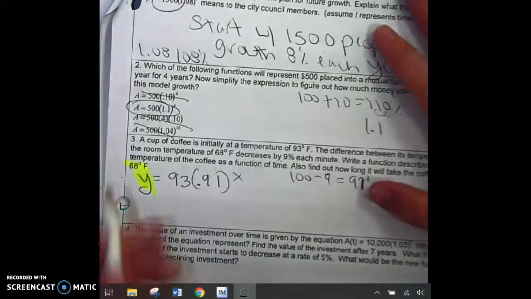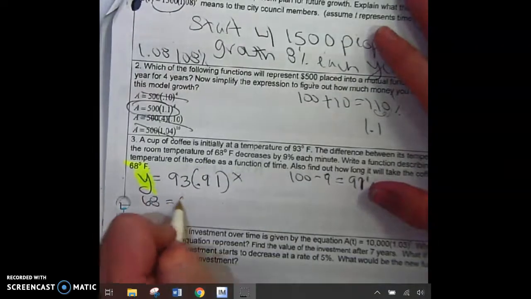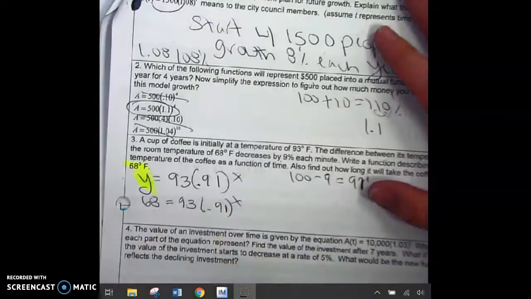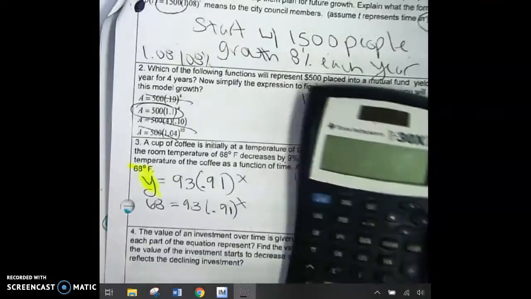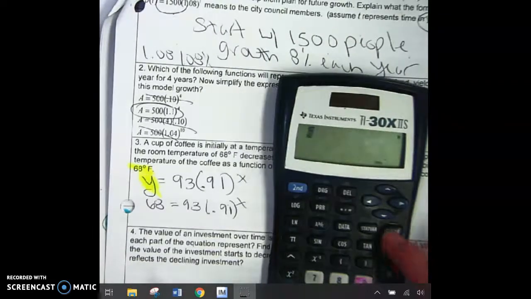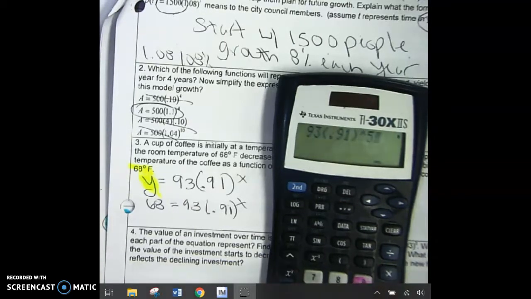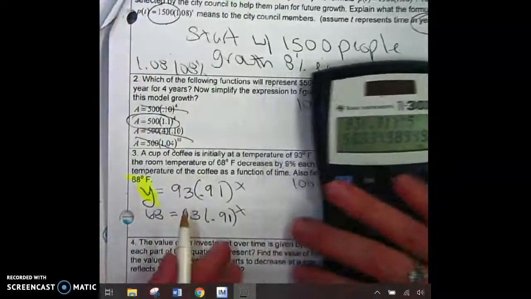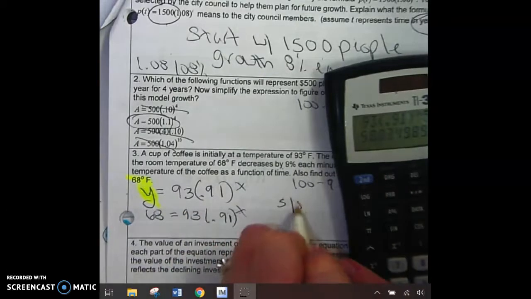And I'll go over this more next week because this is going to be a little confusing. So here's the truth. I don't know what it's going to be. So what I'm going to do is I'm going to pick up my calculator and I'm going to plug in 5. I don't know. 93 times 0.91 to the 5th. Okay? And I get 58. Okay, 58. So I'm going to do a table just for my own sanity.